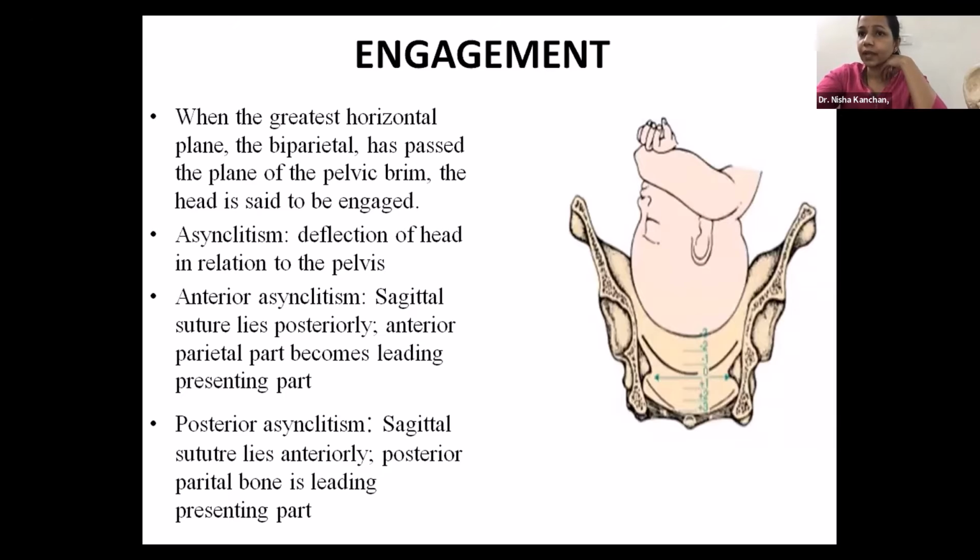But which part of the head? The biparietal diameter, that is the greatest transverse diameter of the head, entering into the plane of the pelvic brim, that is the superior most part of the pelvis. When it crosses that, the head is said to be engaged. Okay, and there are different types of engagement. There is synclitic engagement and asynclitic engagement.